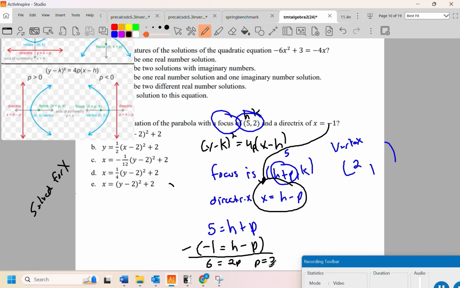That was something I needed. Now, with that in mind, I can go back and plug some stuff in, okay? This piece, my focus is h plus p.